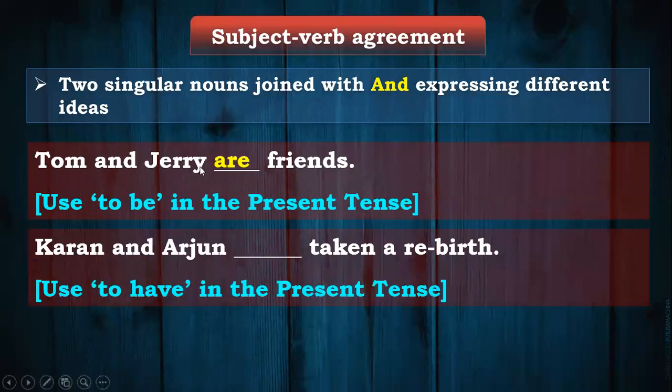Exactly. Karan and Arjun have taken a rebirth. Again, plural noun goes with plural verb. So this is your first type of subject verb agreement situation. Moving on with the next one.